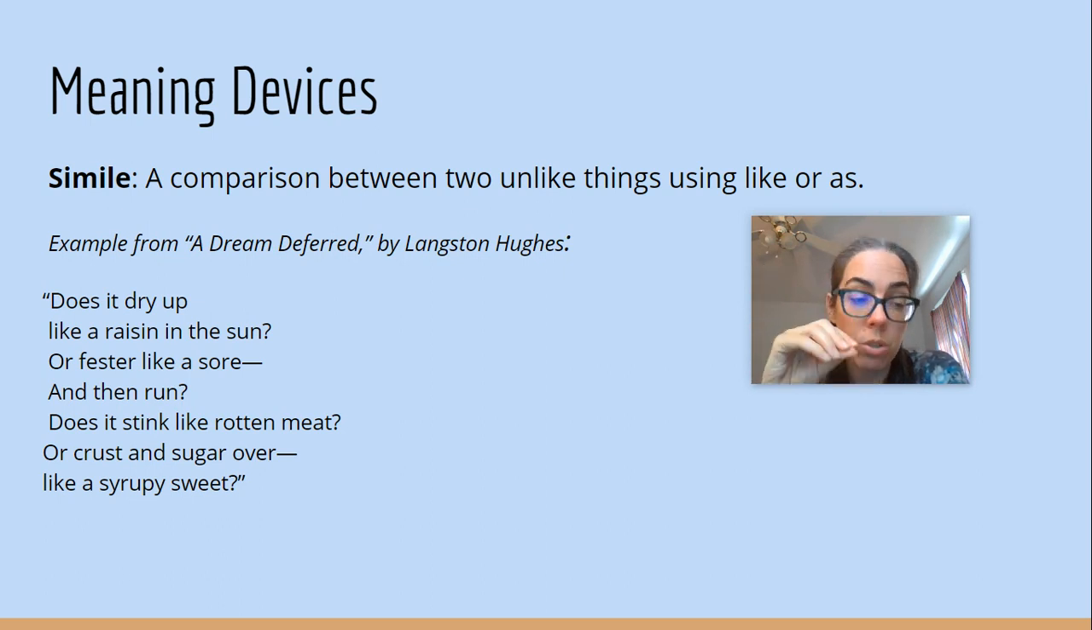So he is directly using like or as to take those opposing things and make them the same, or compare them together. So the dream is festering like a sore. The dream is a raisin in the sun. The dream stinks like rotten meat. I mean, none of these things are very pleasant.